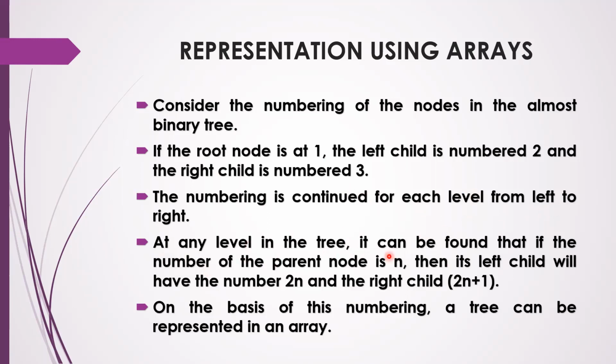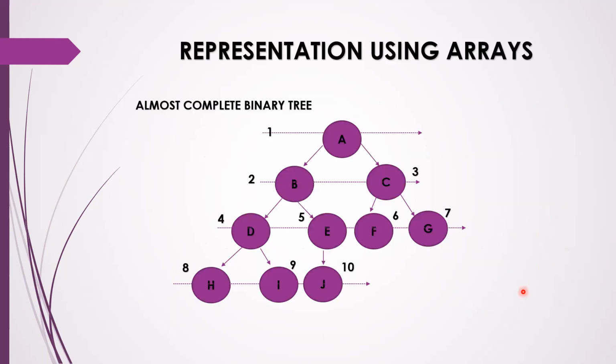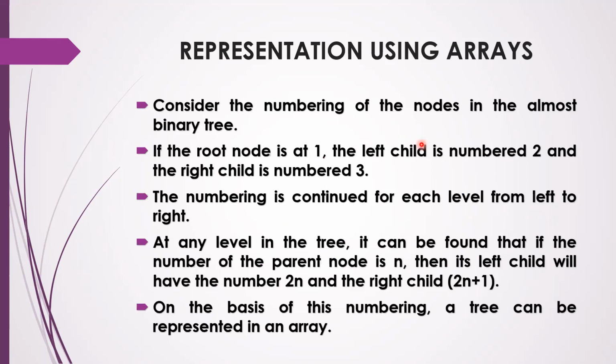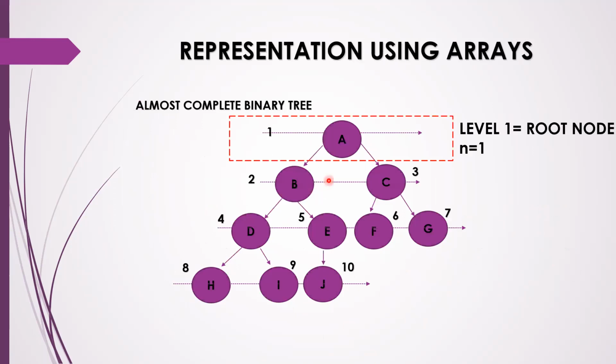At any level in the tree, it can be found that if the number of the parent node is n, then its left child will be 2n and the right child will be 2n plus 1. So we can find the numbers by a formula: left child with the 2n formula and right child with the 2n plus 1 formula. On the basis of this numbering, a tree can be represented in an array. For example, the first level is the root node and we have n equal to 1.